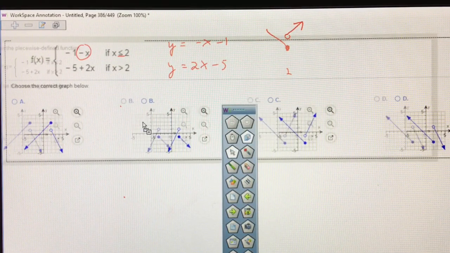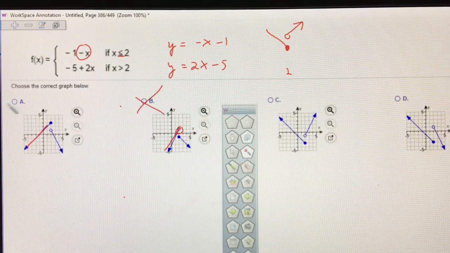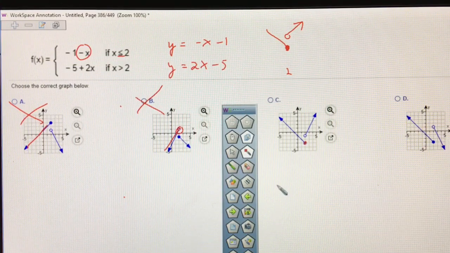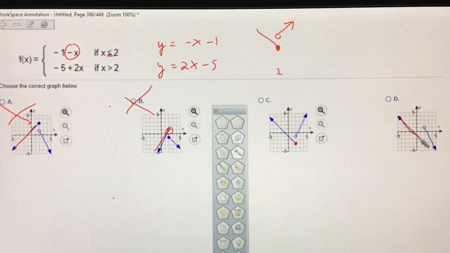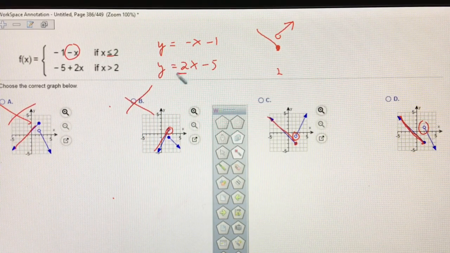So let's move along here and see what else we can use. The next one is positive going in also. Positive going into an open circle. It can't be choice B or A. Ooh, negative coming in with a closed circle. This one's a negative coming in with a closed circle as well. And now I have to determine if it's C or D. Notice this is an open circle. This is an open circle. But this slope is positive 2. So it has to be this one coming away from it. Choice C.